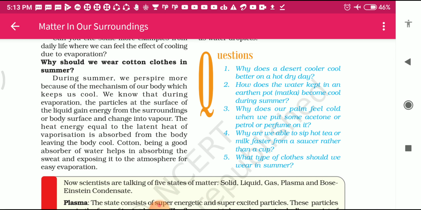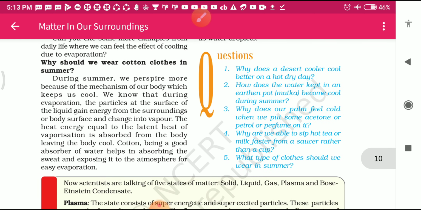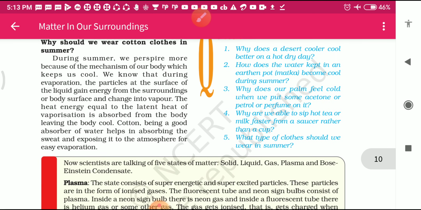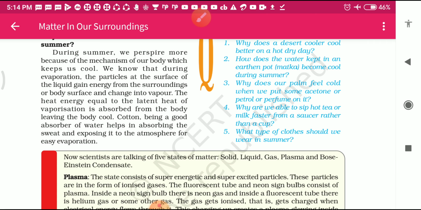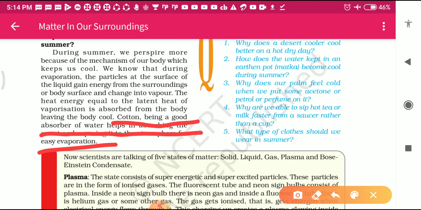During summer we wear cotton clothes. First of all, cotton cloth is good because it is a good absorber of water and helps in absorbing the sweat and exposing it to the atmosphere for easy evaporation. See here, cotton being a good absorber of water helps in easy evaporation.